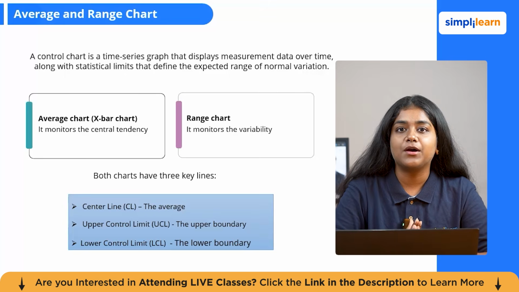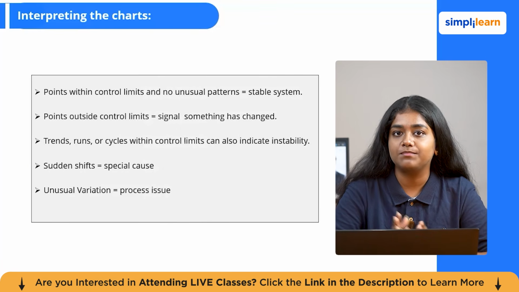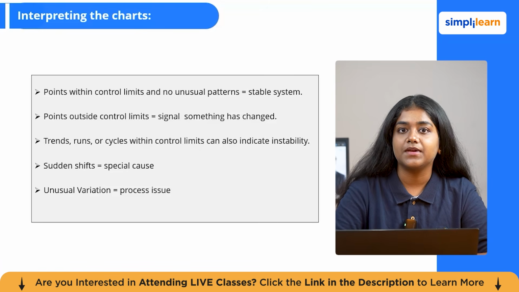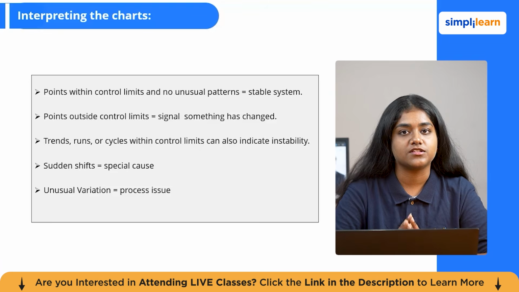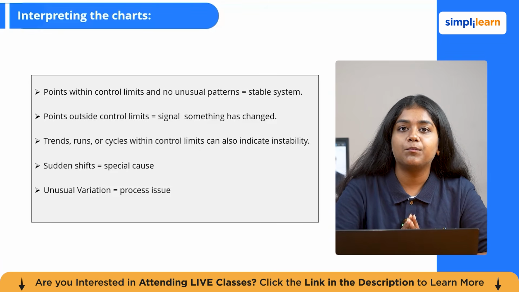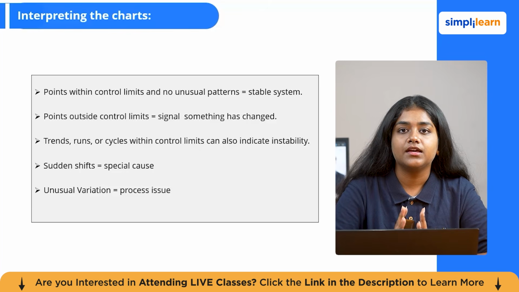So now let's understand about interpreting the charts. If the points are within control limits and there are no unusual patterns, then it's a stable system. When all the points stay within the control limits and do not show abnormal patterns, the process is considered stable. This means the variation is mainly due to common causes or normal process variation. If there are points outside the control limits, then that is a signal. A point outside the upper or lower control limit is a warning signal. It suggests that something has changed in the process and a special cause may be present.